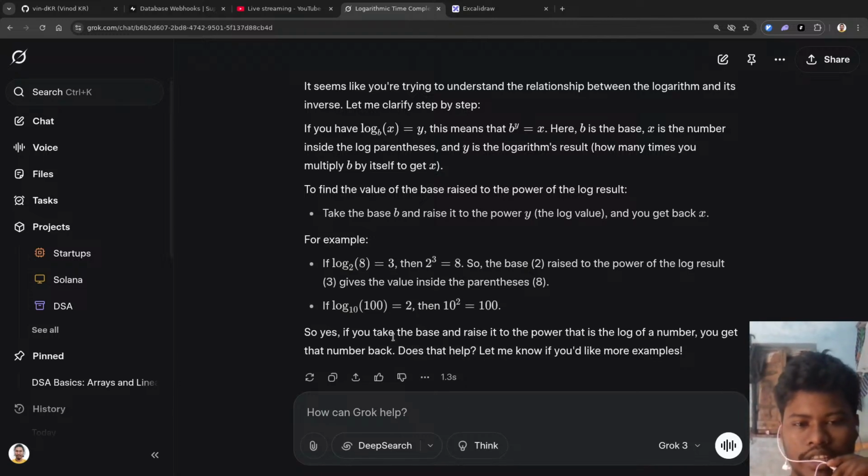So if you take the base and raise it to the power that is the log of the number, you get the number back.